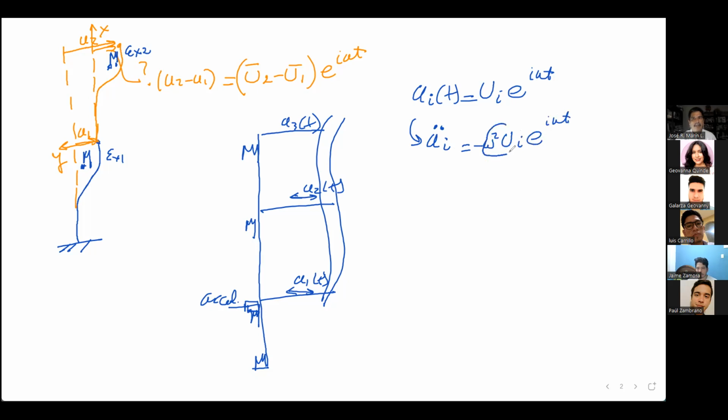What is this? The amplitude of the acceleration. Zambrano? Yes, doctor. Similarly for the other, similar for the other. So you have this, and you calculated that for a certain frequency. So you can calculate the acceleration, the amplitude of the acceleration.